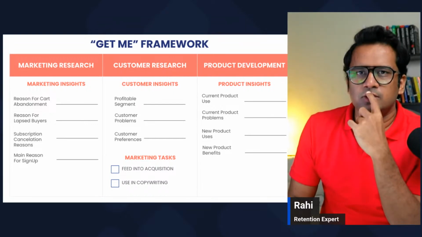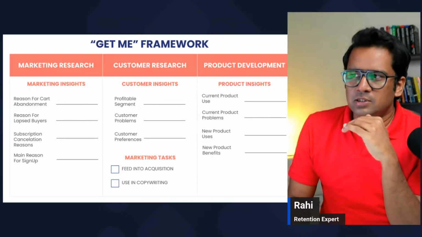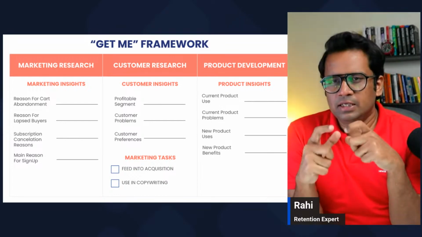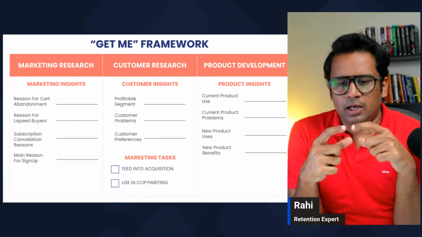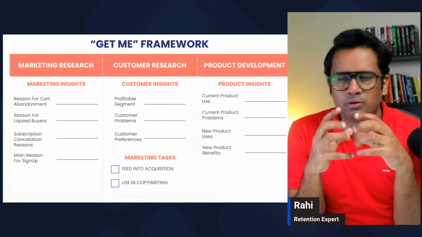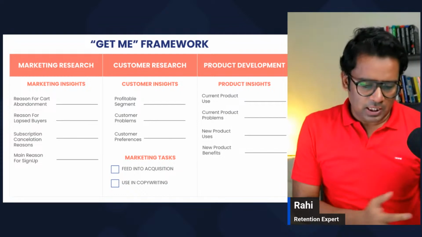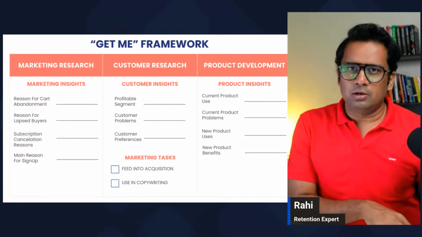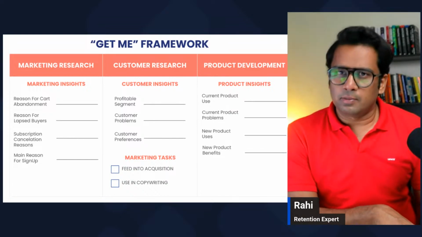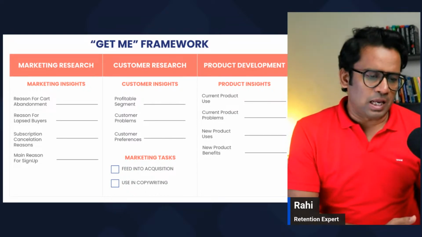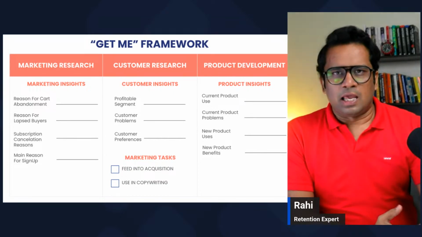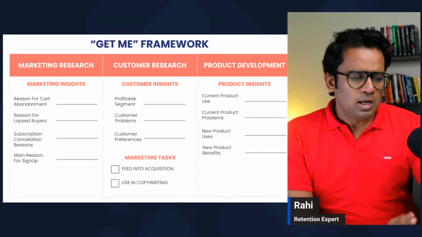So the Get Me framework is basically where we look at marketing research. Once we have that information, we can always use it for marketing. The idea is to first create the customer part. In the customer part, we look at the profitable segments. Supposedly, by bifurcating the data by looking at the preferences and the purchase history, you figure out that your repeat buyers are from this region, or have this kind of age group, or even a preference.